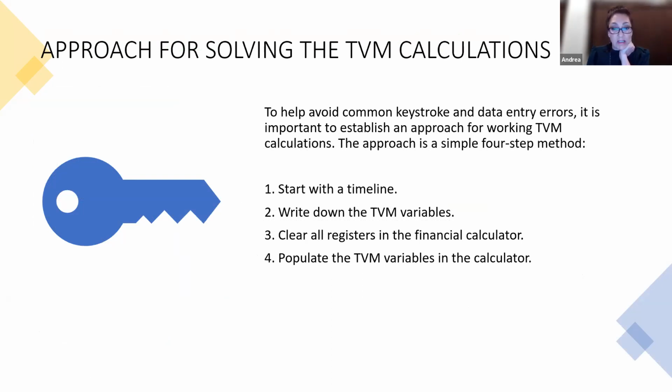The biggest problem in not getting the correct answer is data entry errors. The book has examples of timelines, and I'm going to show you an example here and there, but I can't go through a timeline on every single one. But it is important to write down the time value of money variables. You're going to see how I type them out on the slides. That's usually what I do: I write it down as I'm reading the question. I'll put N is this, I is this, PV is this, so that I know what I'm solving for.